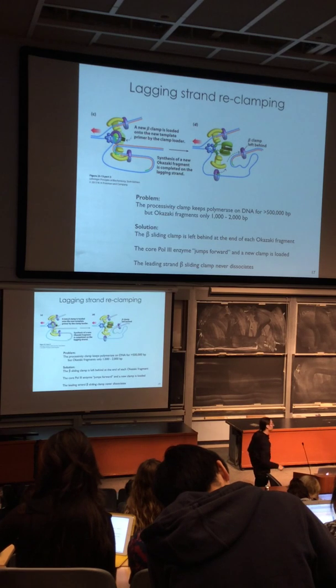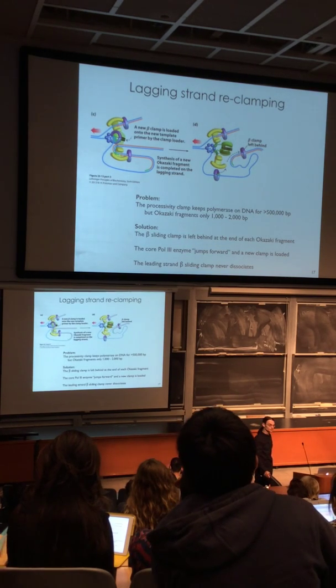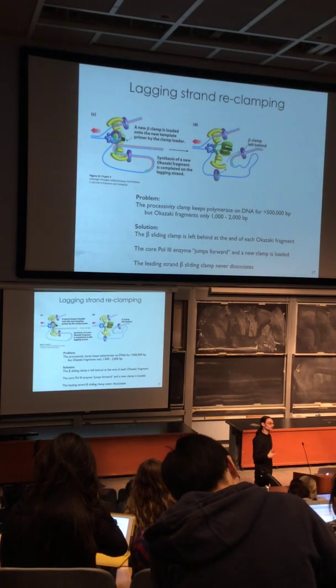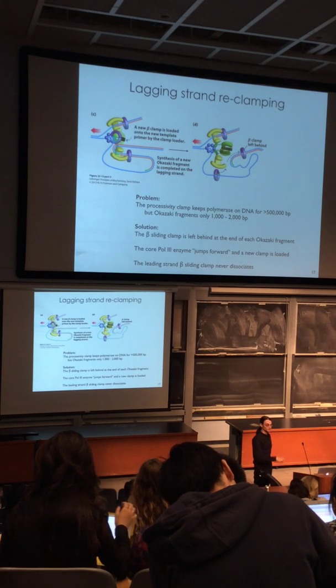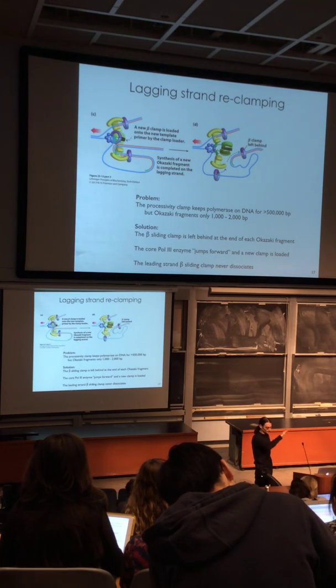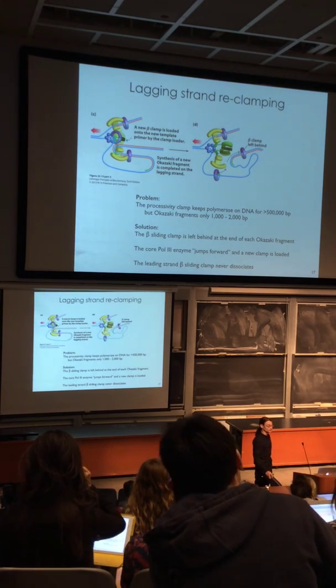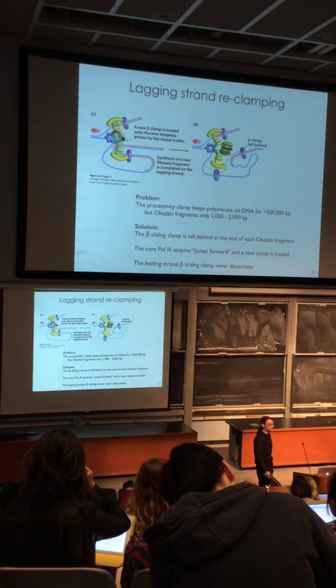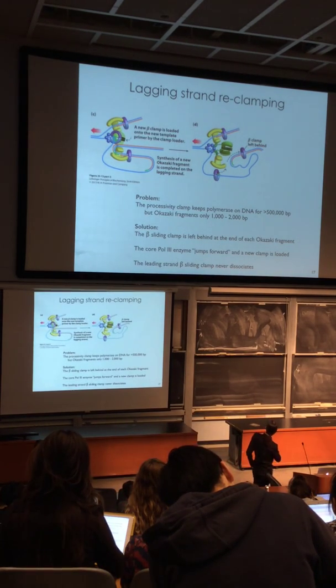The leading strand sliding clamp never needs to dissociate, and so it remains and tethers the entire Pol 3 complex to the replication fork and gives it the processivity it needs to follow the genome all the way through millions of bases in replication.